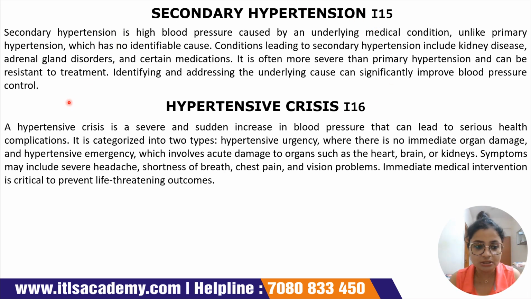Moving forward to the next important code that we have over here, I15, which stands for secondary hypertension. So it is high blood pressure caused by an underlying medical condition, unlike primary hypertension, which has no identifiable cause. Conditions leading to secondary hypertension will include kidney disease, adrenal gland disorders, because adrenal glands are situated exactly on the top of kidney. Okay, 2 glands on 2 kidneys. Okay. So adrenal gland affected होंगे and certain medications.